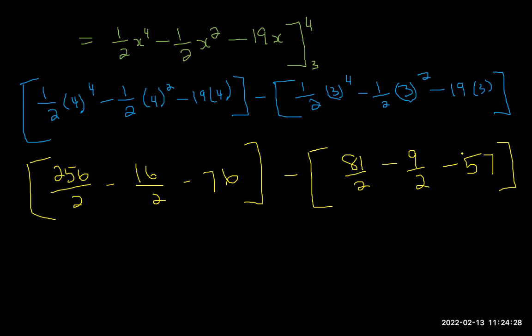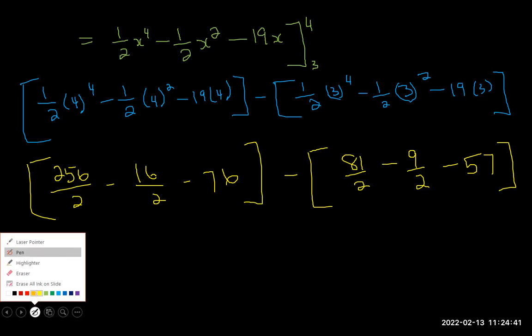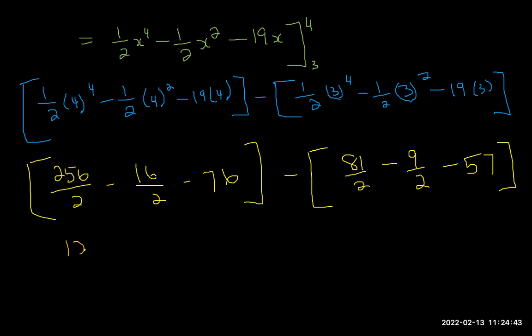Yes? Okay. So we wouldn't just leave it as 256 on 2 because that can be reduced to 128. 16 divided by 2 is 8, so that's minus 8. And then you have your minus 76. Minus 81 on 2, you know, that can't be reduced. 9 on 2 can be reduced. So this is what you would put into your calculator. And you would get 21.